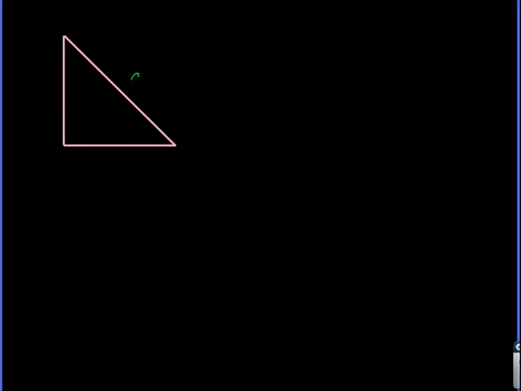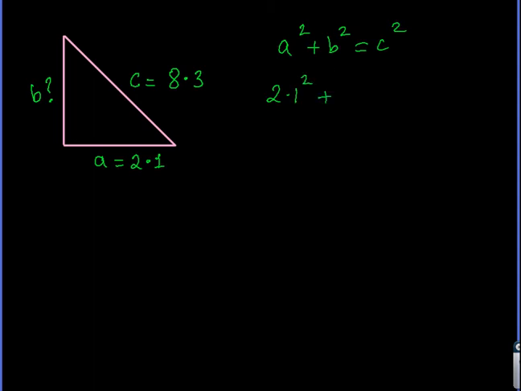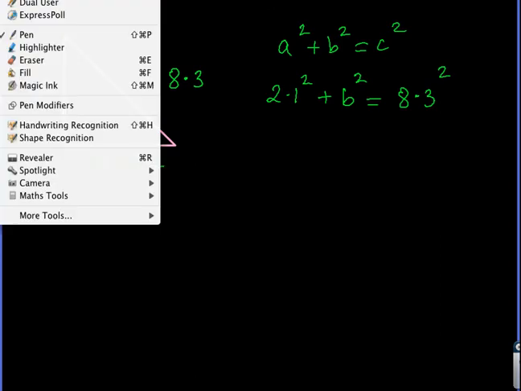Let's say C was equal to 8.3 and B, I don't know it, and A is equal to 2.1. Again, I'm going to start by writing the formula. A squared plus B squared is equal to C squared. A is equal to 2.1 squared plus B, which is equal to, I don't know, and C is equal to 8.3 squared.